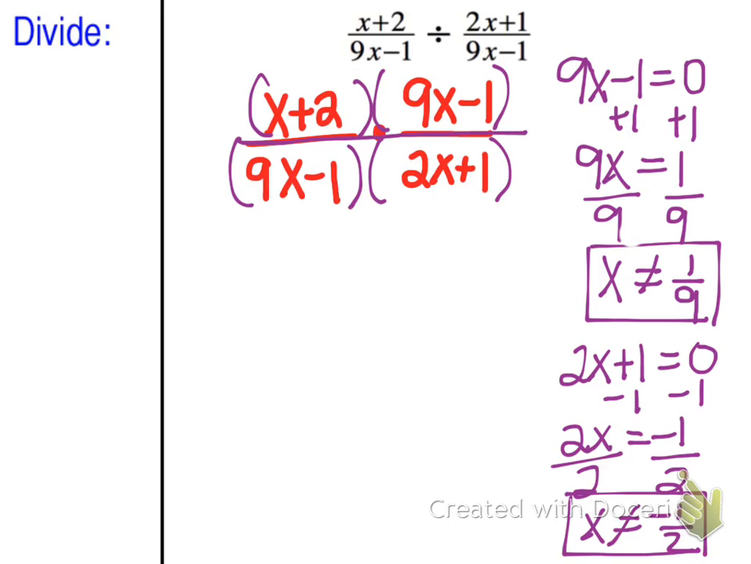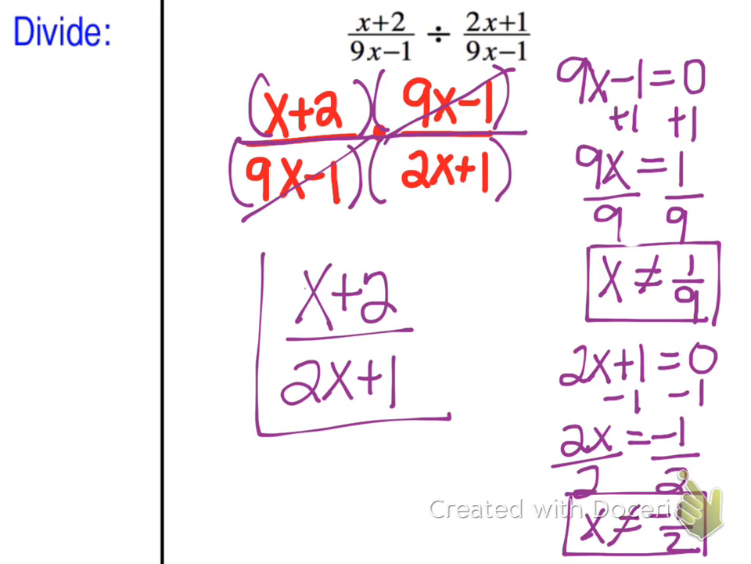All right. So now we know what x can't equal. We can go ahead and look for our 1s now. And I see a 1 with 9x minus 1 and 9x minus 1. And our leftovers are x plus 2 over 2x plus 1. And there's our final answer.